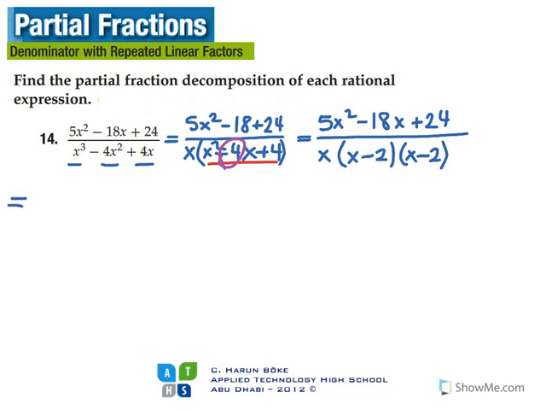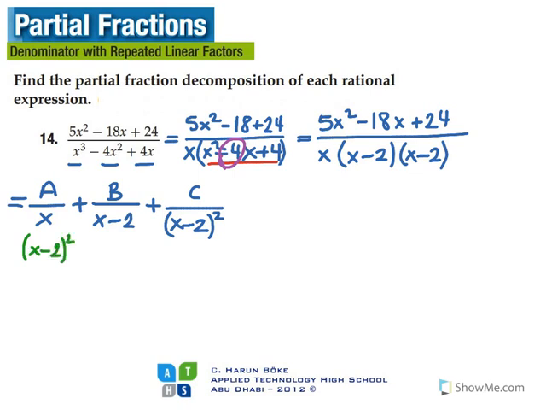So we will write our partial fraction decomposition as a over x plus b over x minus 2 plus, now you may feel like writing x minus 2 again, but for the repeated factors we have to have c over x minus 2 squared. Now we will do the same as type 1. We will equate the denominator. So I will multiply this with x minus 2 squared. I will multiply this with x and x minus 2, and I will multiply this with x only, so that the denominator will be x times x minus 2 times x minus 2.